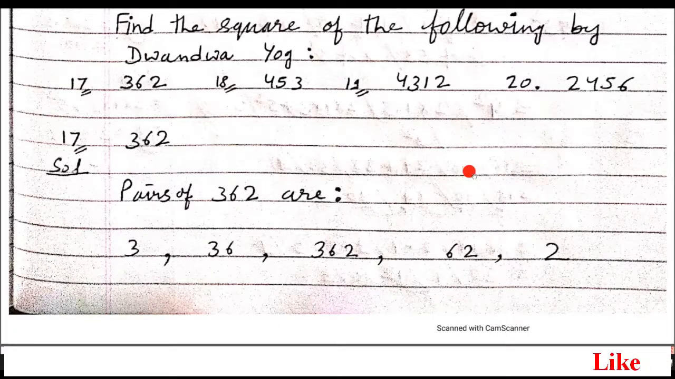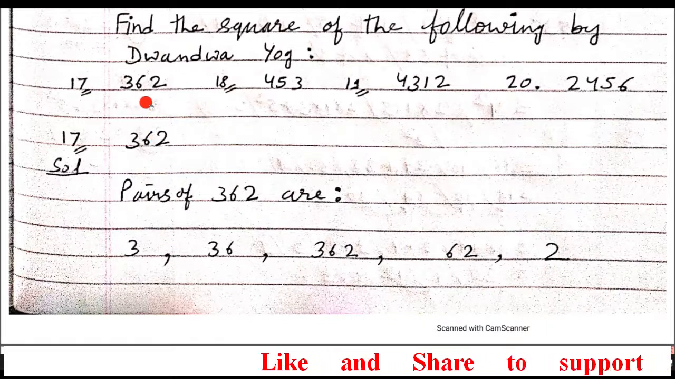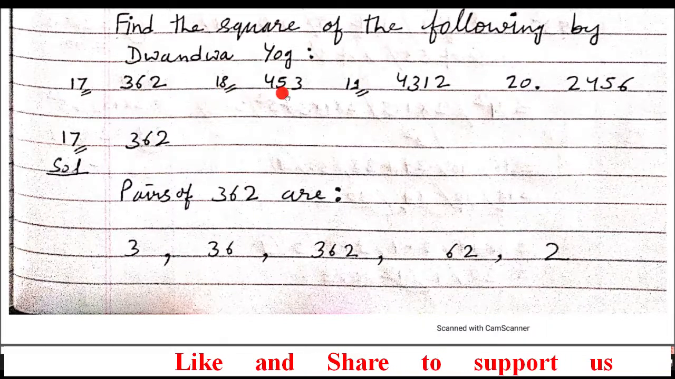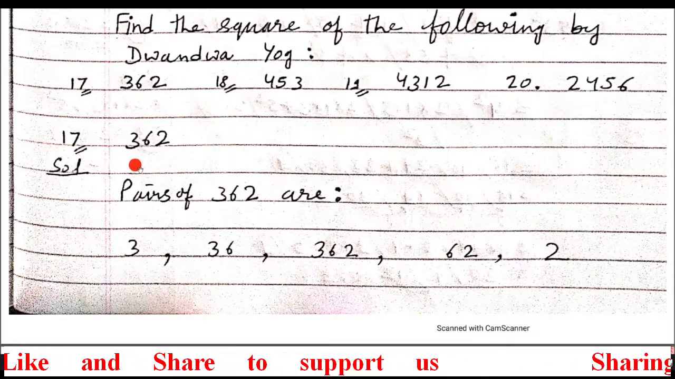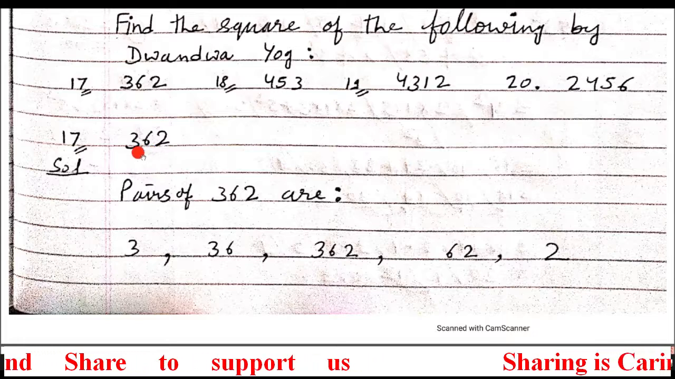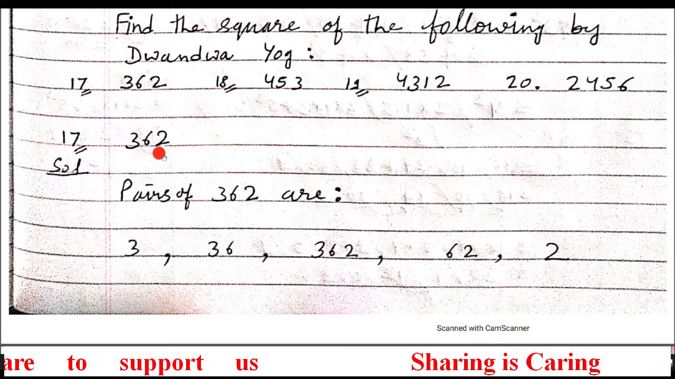Hello everyone, I am going to explain question number 17 to question number 20 of exercise 1.2 of class 10. As you can see in the question, we have to find the square of these numbers by the Dvandva method. So we will start with question number 17. Question number 17: we have to find the square of 362.